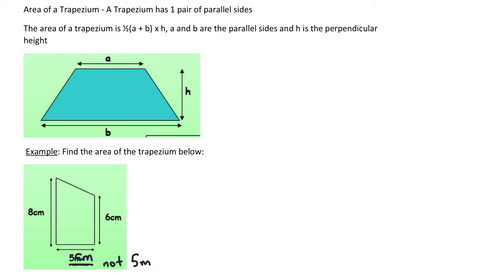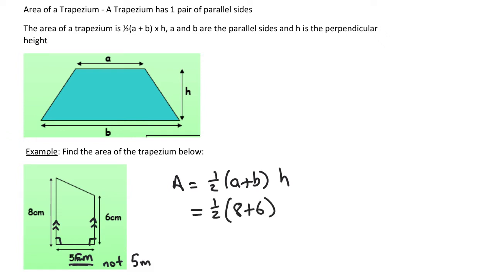What we can see is that the 8 and the 6, those sides are parallel, and the 5 is perpendicular to those two sides. So the formula, A equals a half of A plus B times H, which is a half of 8 plus 6 times 5. So 8 plus 6 is 14, and a half of 14 is 7. So it's 7 times 5, which is going to be 35 centimeters squared.